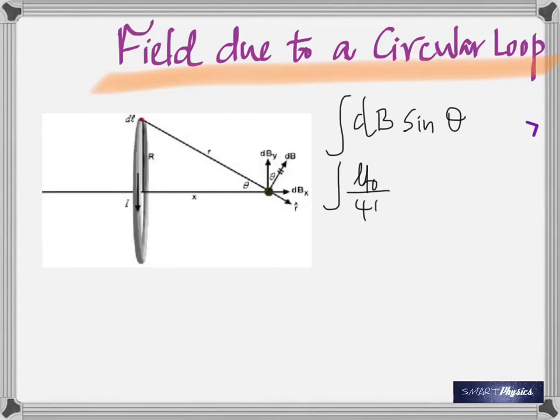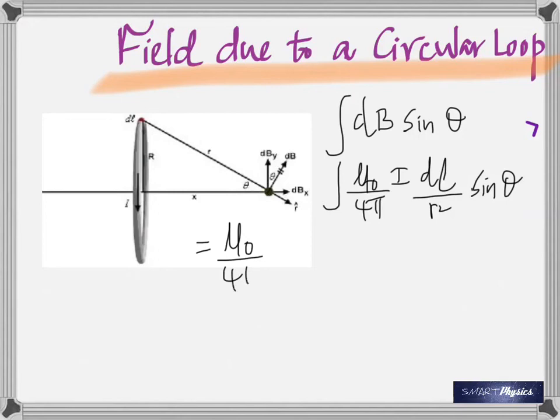So integral dB sine theta. And what's dB? Mu naught by 4 pi I dl by r squared, times sine theta. When you integrate, can't you take the constants out? What are the constants? Mu naught by 4 pi. What about I? I is a constant for all conductors. What about r squared? It's constant. Isn't the distance from each conductor the same to that point because it's on the axis? Okay. So take all that out.